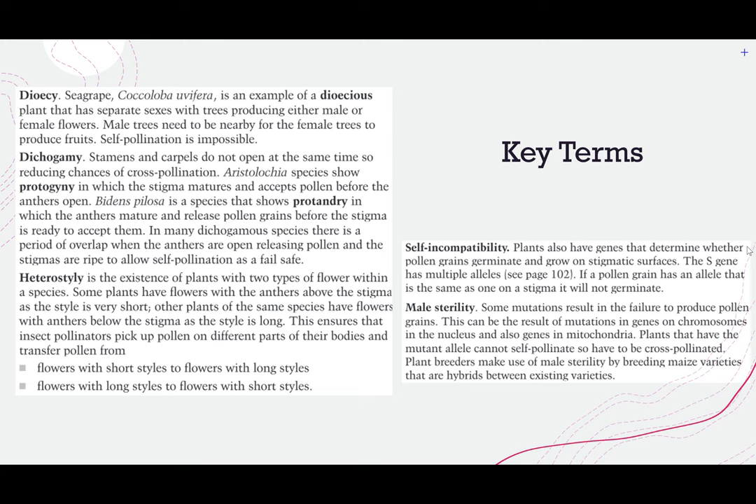So dioecious. For example, the sea grape, or what we call Coccoloba uvifera, is an example of a dioecious plant. So what it means is that it separates its sexes with trees, producing either male or female flowers. So many plants that we've seen, we talk about plants being hermaphrodites, right?